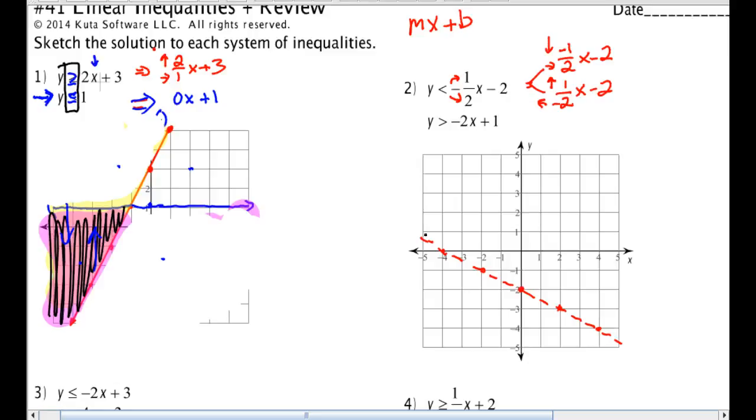There we go. Alright, so little details, right? Watching out for solid versus dotted and that type of thing. Alright, go ahead and graph the second one and then do the shading. If you have a different color pen or something, you can use a different color if that's helpful.